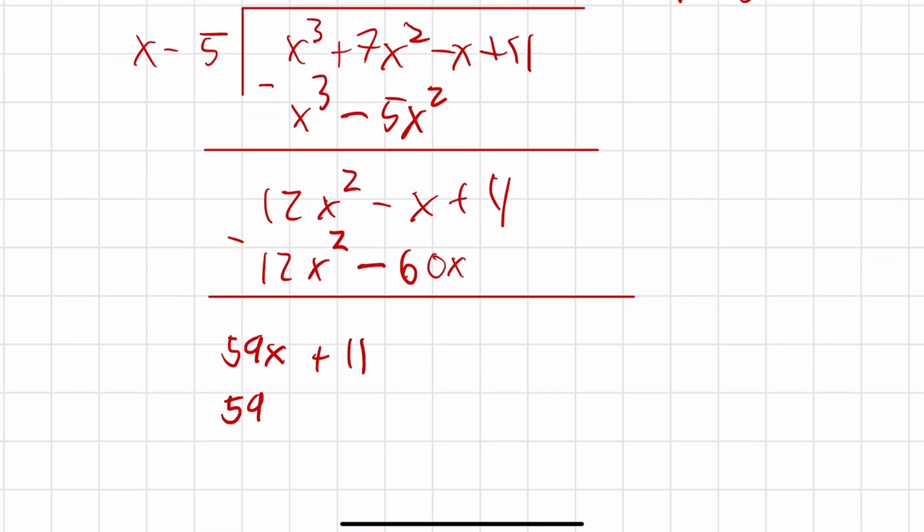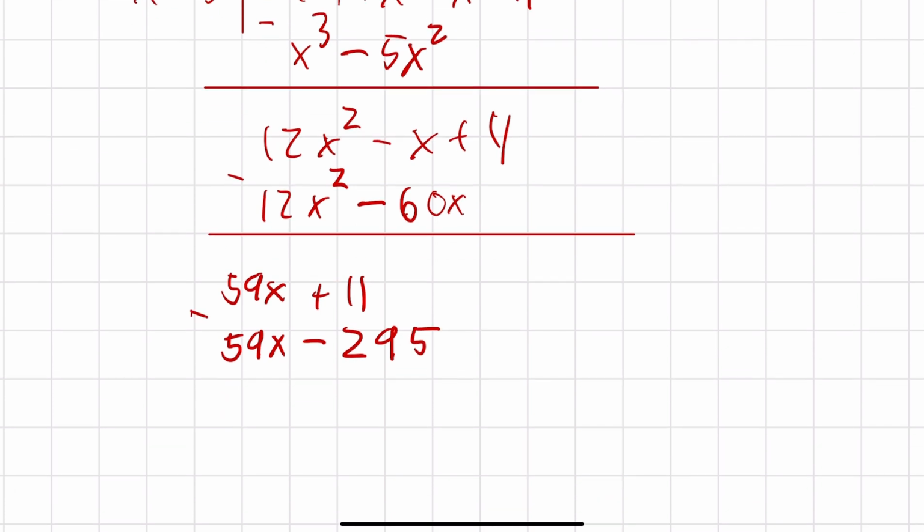So we're going to get 59x minus 295. And we're going to result in 306 to be our remainder.